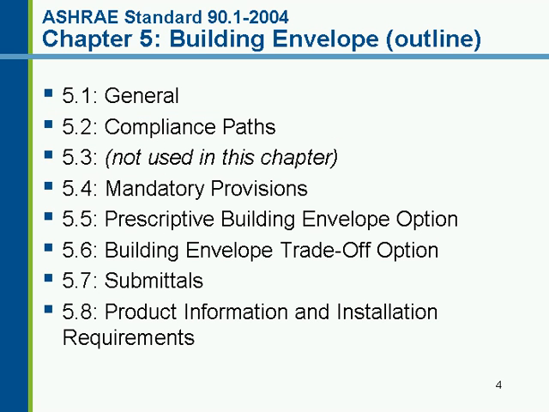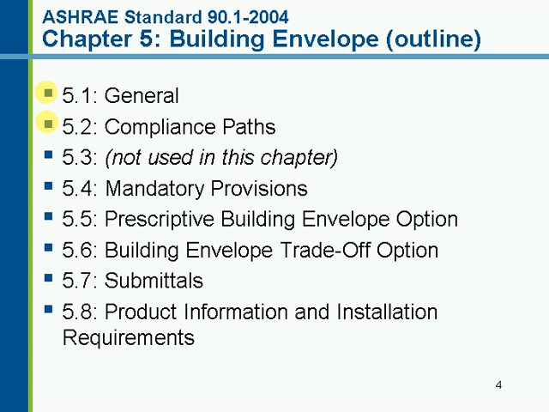Now let's move ahead to Chapter 5. Within Chapter 5, it's got a similar outline as the other chapters. General material in Section 5.1. 5.2 outlines the compliance path. And essentially, you have to comply with all the mandatory provisions in Section 5.4.